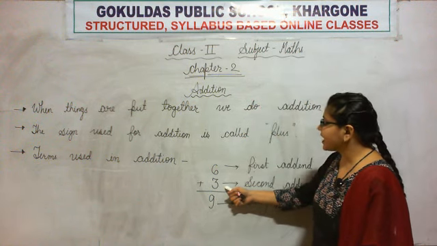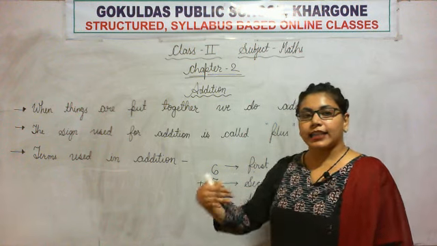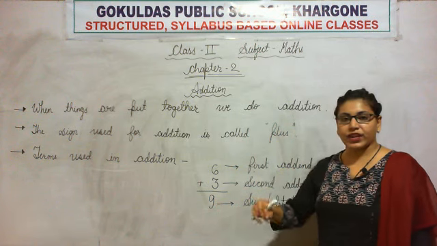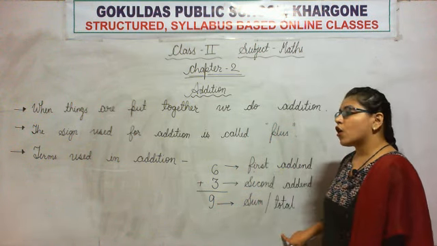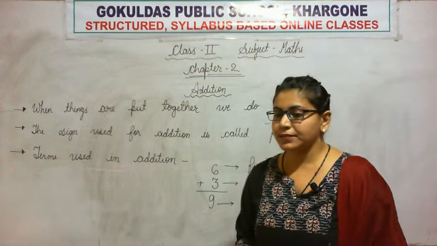First addend, second addend, third addend, fourth addend. And our answer which we get after adding all those numbers is the sum or total. Note down all these 3 points.